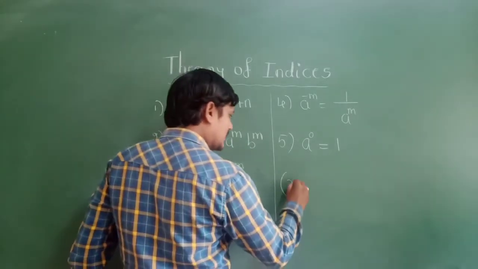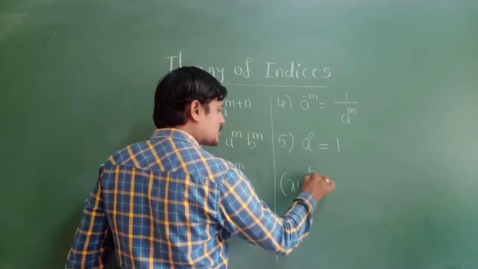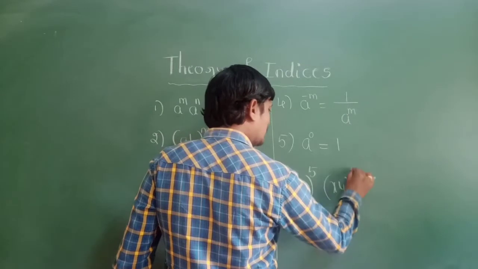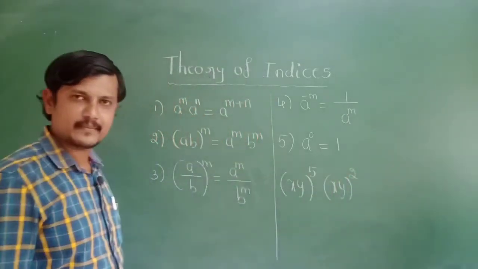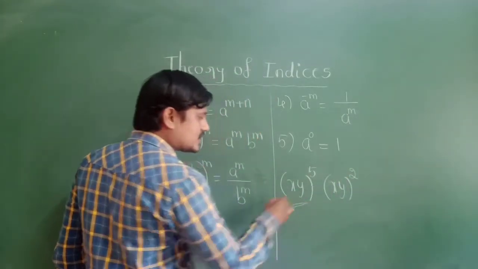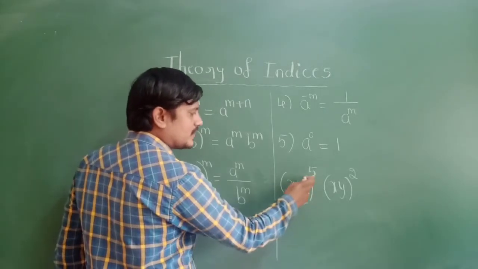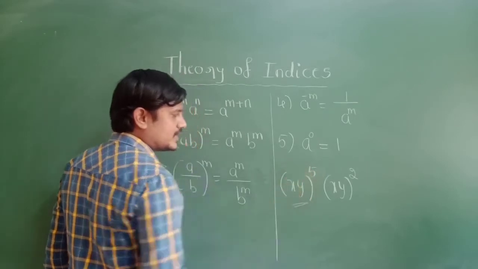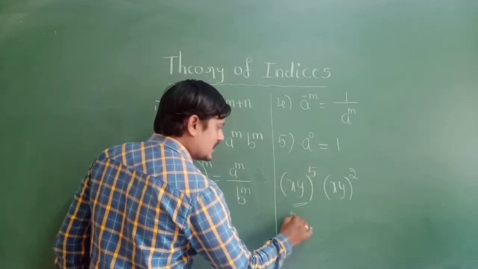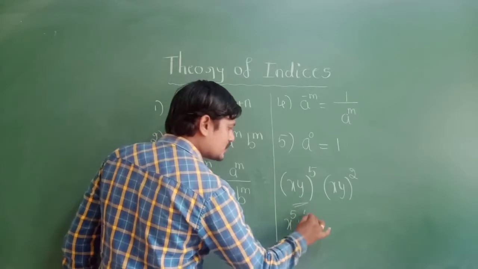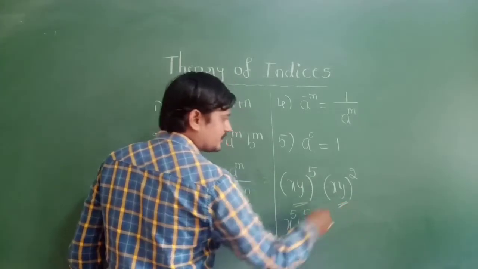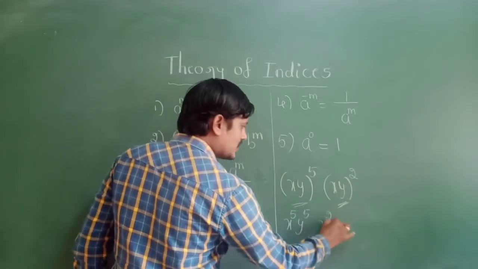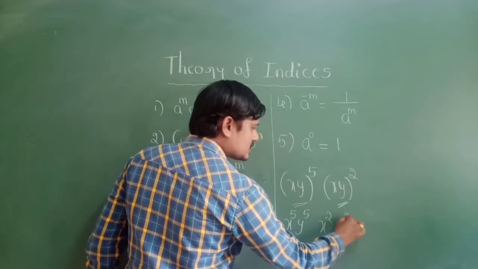If you write (xy) whole raised to 5, and consider another term (xy) whole raised to 2. In the first term, what is the power for these two letters? That is 5. Therefore, it can be written as x to the power 5, y to the power 5. Here also, what is the power? 2. Written separately, x square and y square.